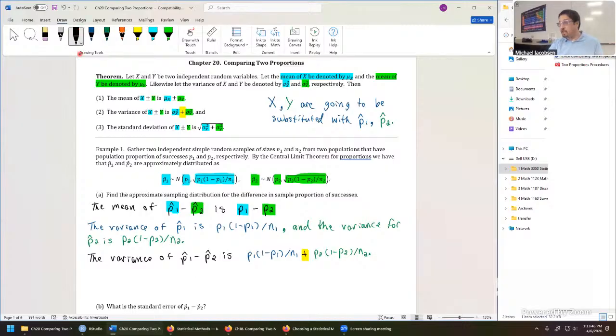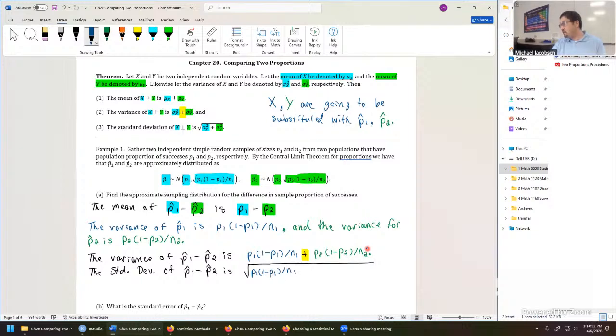Let's put down the next level and say the standard deviation of p hat 1 minus p hat 2 is the square root of, and it's always kind of amazing how big you have to make that square root symbol, let's just say the square root of the variance. So it'll go P1 times 1 minus P1 over N1 plus P2 times 1 minus P2 divided by sample size 2, N2. Once we have that, we can state our central limit theorem.